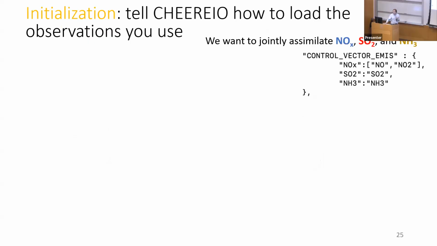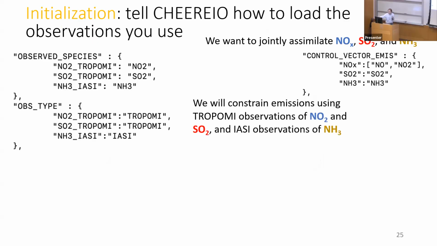Then you tell CHEEREIO about how to load the observations you want to use. So here we're optimizing these 3 species, and then we're telling CHEEREIO that we're observing certain species. So the species you optimize are not necessarily the same as the species you observe. This is nice because you might want to do something crazy like observe PM 2.5 and then optimize ammonia emissions. You can do that sort of problem. That is perfectly valid, and you can think about what observations have useful information. Formaldehyde to optimize VOCs. All of these are valid ways of doing configuration.